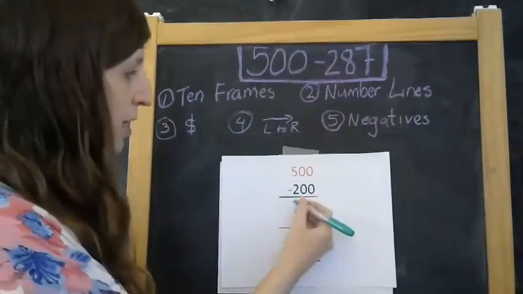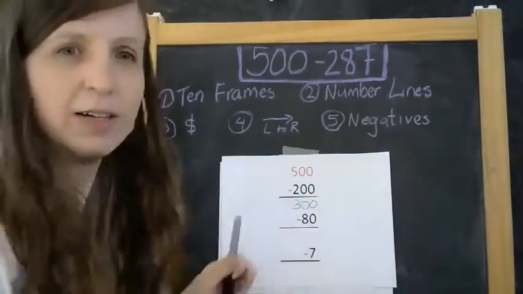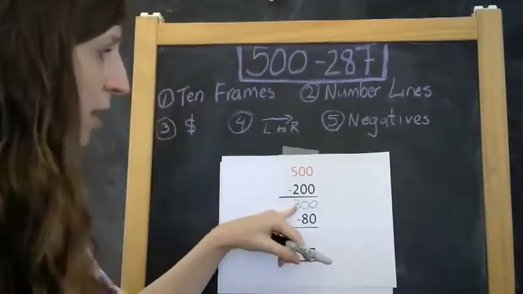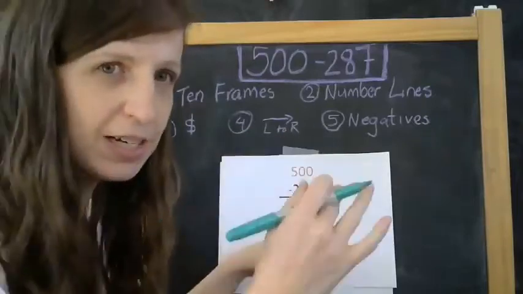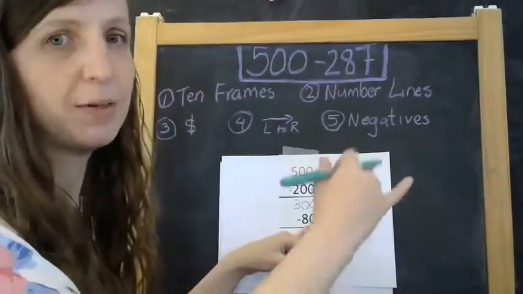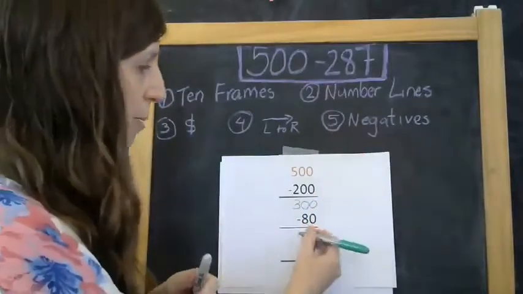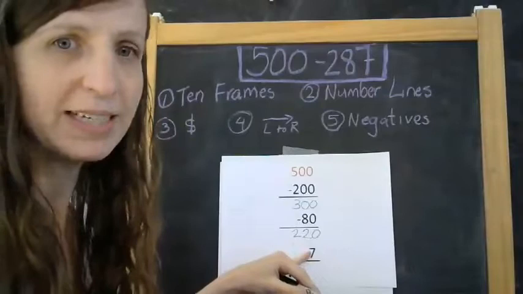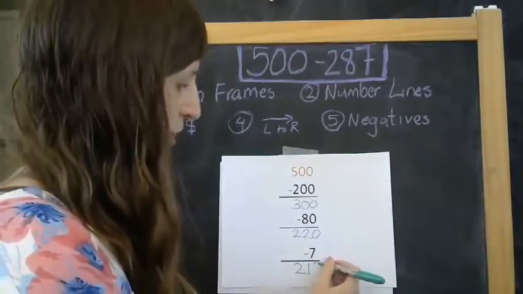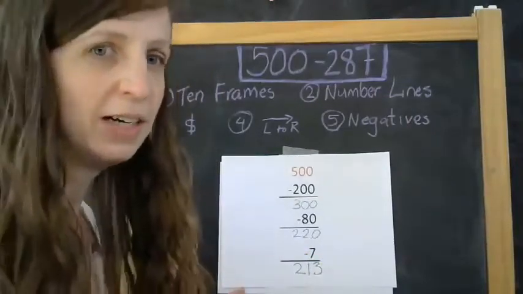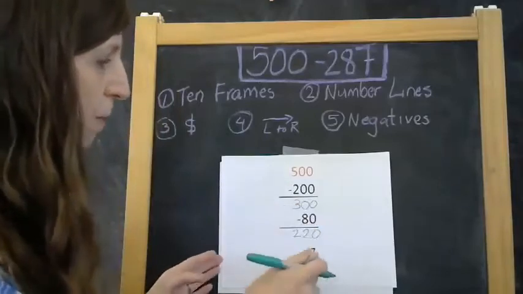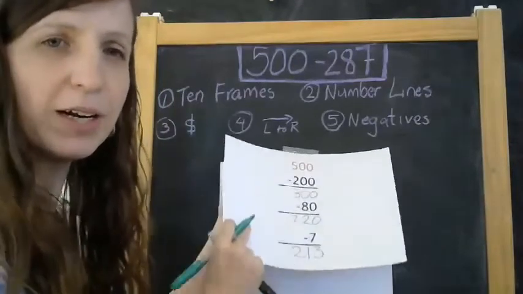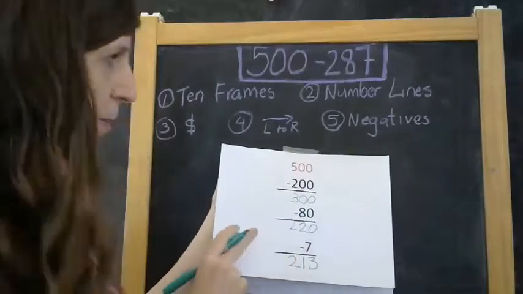So 500 minus 200 is 300. That's exactly what we had with the money. 300 minus 80. If kids are good enough, there's a foundation you need to be able to know off the top of your head. But we know that's 220. 220 minus 7 is 213. So again, there's some skills that you need to know, but I'm assuming once they get to this point, they can do those steps at the end.